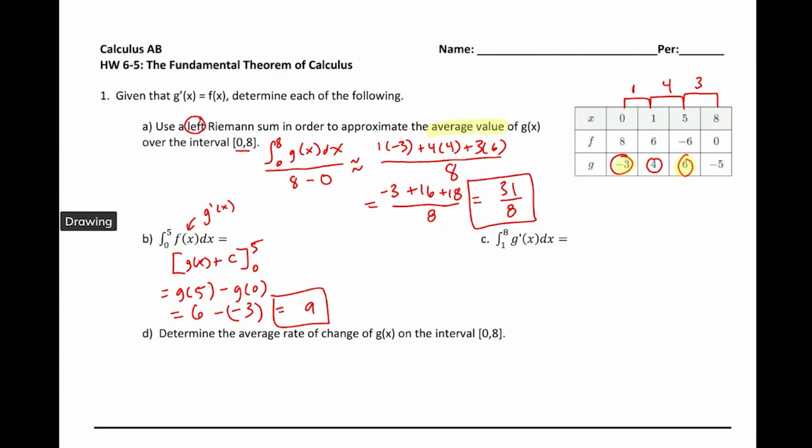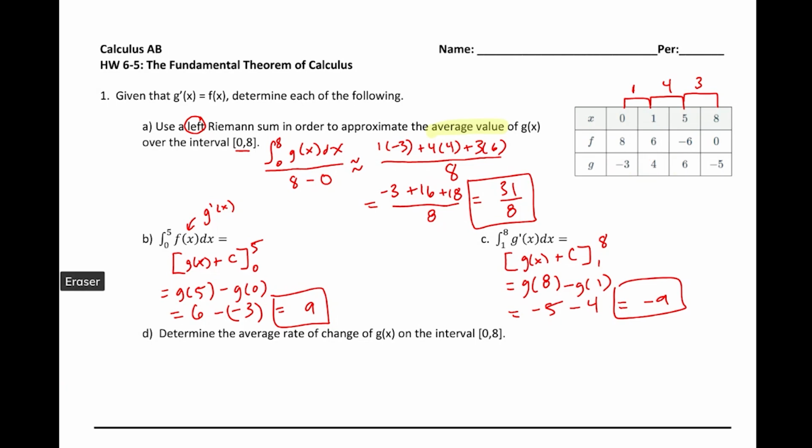So we can use the fundamental theorem, part 2, just like we did in part B, and rewrite this as g of x plus c from 0 to 5. Yep, 0 to 5, sorry, from 1 to 8. Still stuck thinking about the last problem. And that'll equal g of 8 minus g of 1. We can find those values in the table once again. G of 8 is negative 5. G of 1 is 4. So we have negative 5 minus 4. And look at that, we get negative 9.